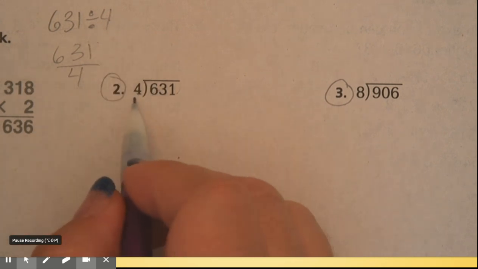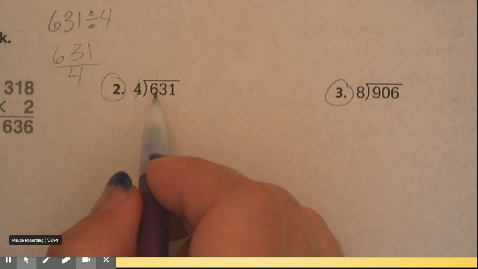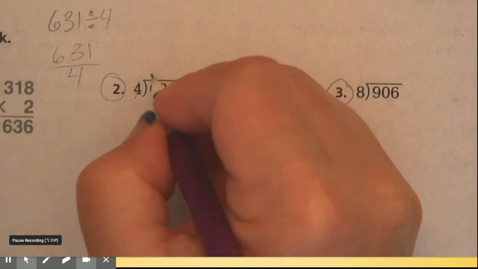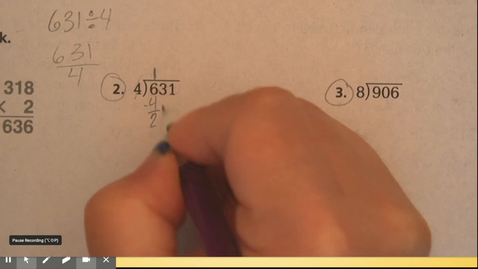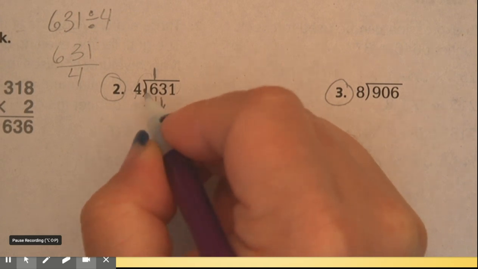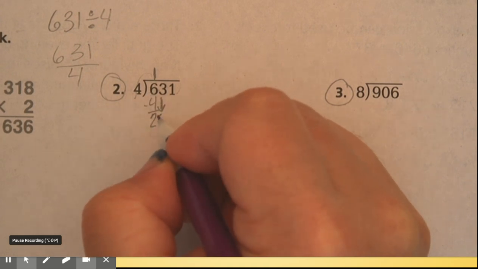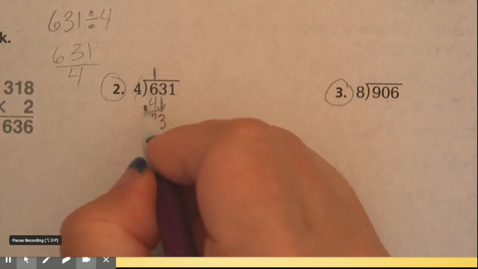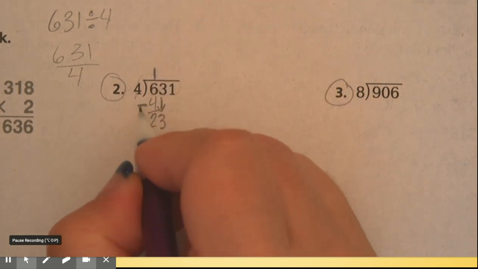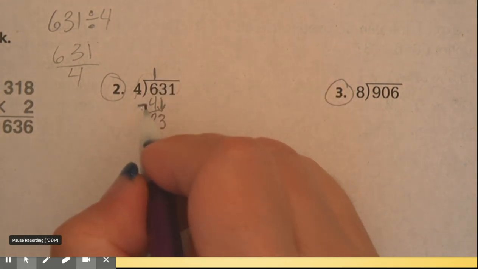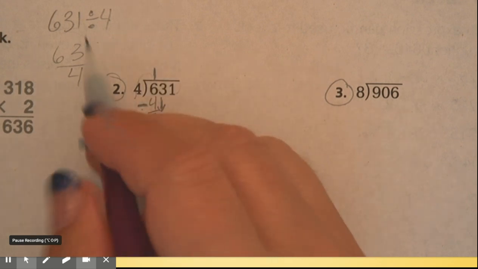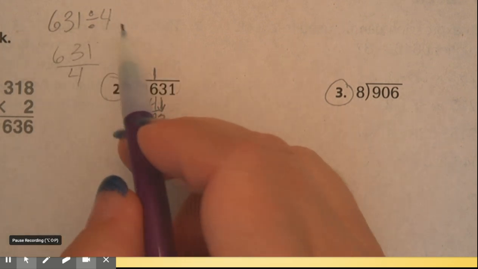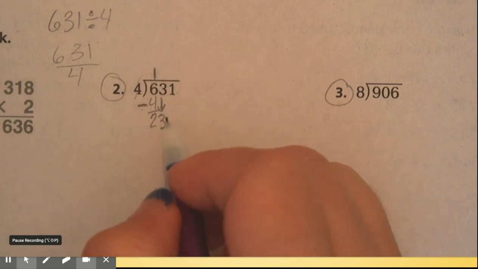So 4 jumps inside this little half box and it sees a 6. 4 times 1 is 4. Subtract it out. You have 2 left over from that work, and you drop down the next one. Remember, division is repeated subtraction, do not try to add these. You'll end up with a bigger number. We're trying to work it back. We start with a bigger number, we divide, and we get something smaller most of the time.